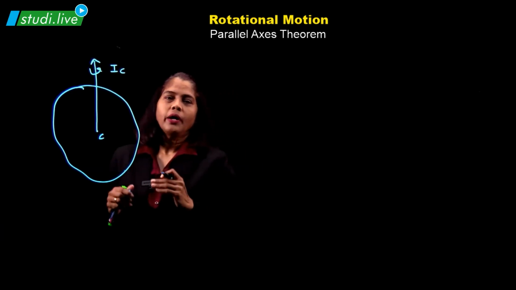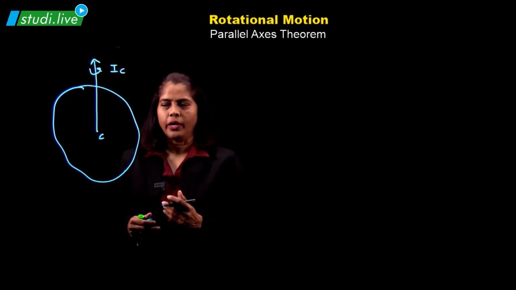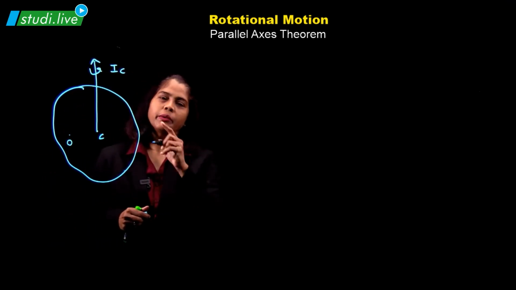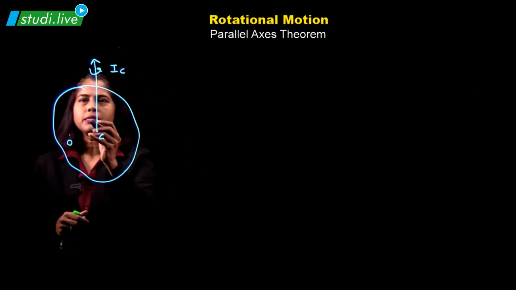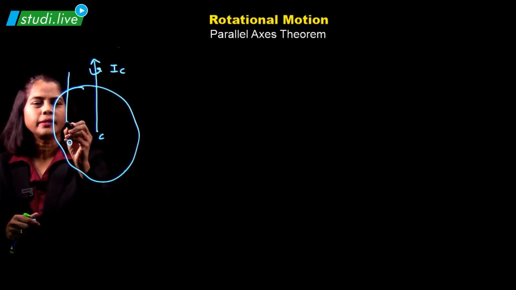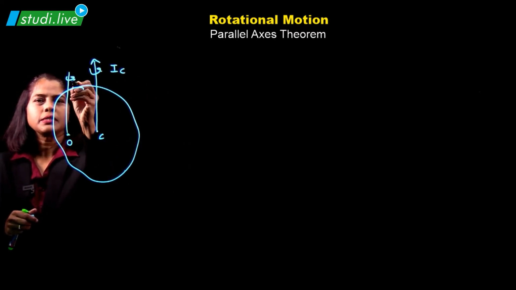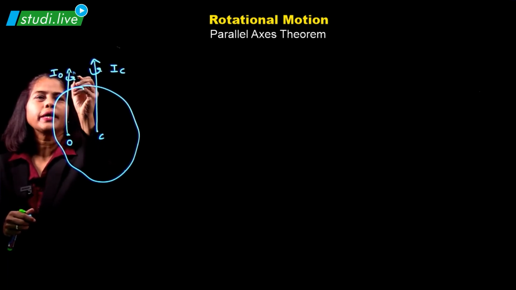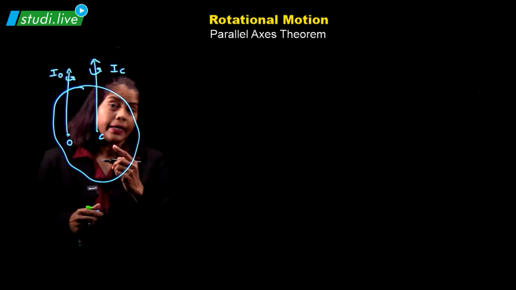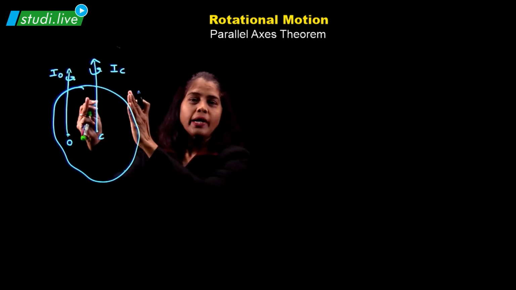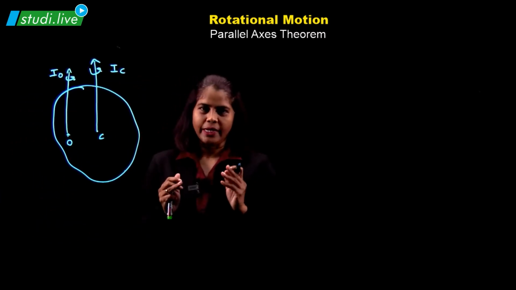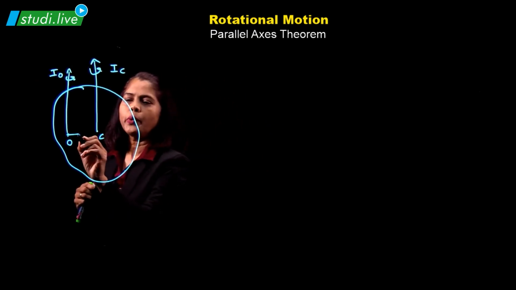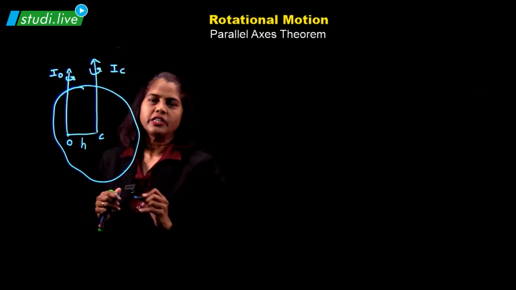Okay. Now, if I take any other point, say O, and if the body is rotating about that axis, of course, I am going to draw it like this only, the same point. Say this part as IO, about this axis. Then, as you can see here, these two axes are what? Parallel to each other. That is why the name is parallel axis theorem. And the distance between the two axes is h.